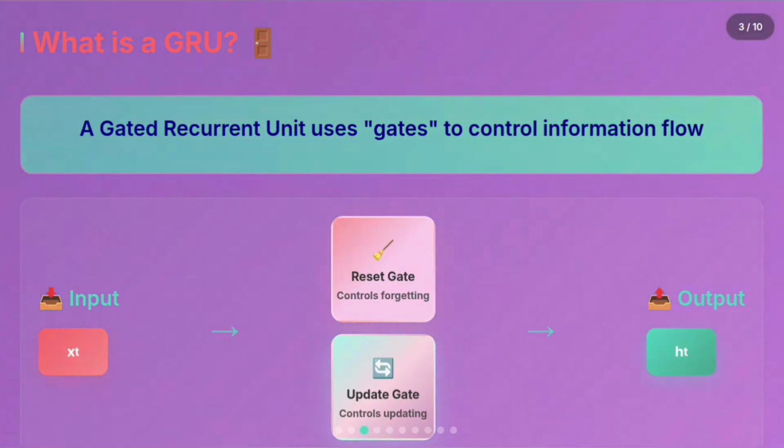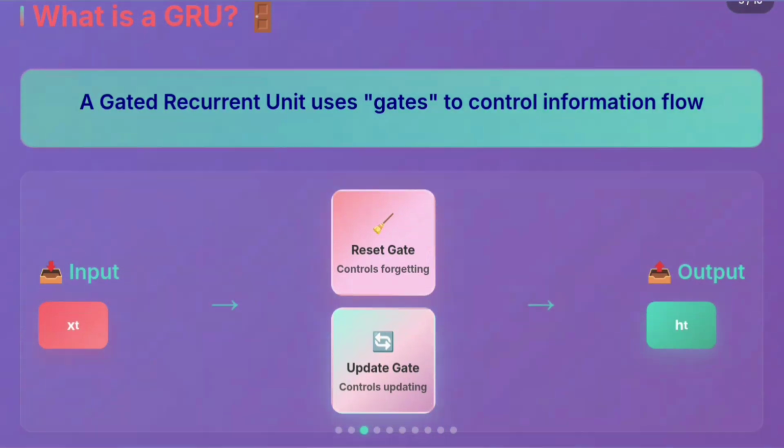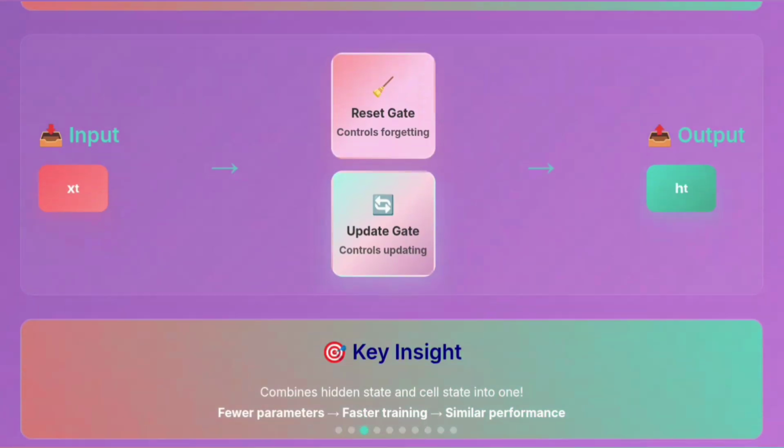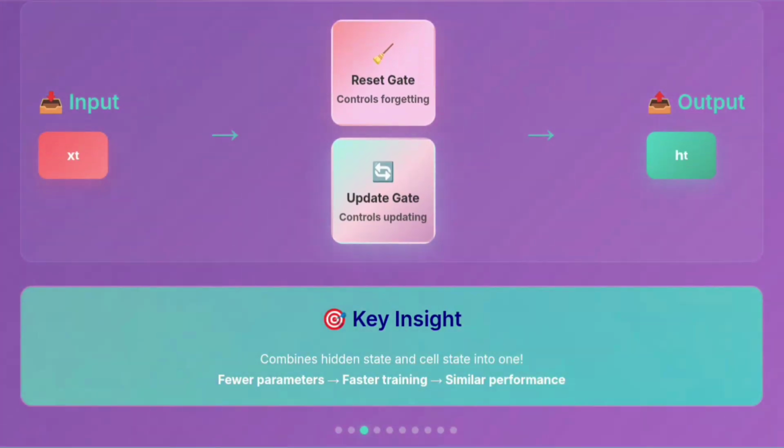A gated recurrent unit, or GRU, is a type of recurrent neural network that uses gates to control the flow of information. Think of gates like smart filters. Just like you might use a filter to keep good coffee grounds and remove the bad ones, GRU gates decide what information to keep, what to forget, and what to pass forward.